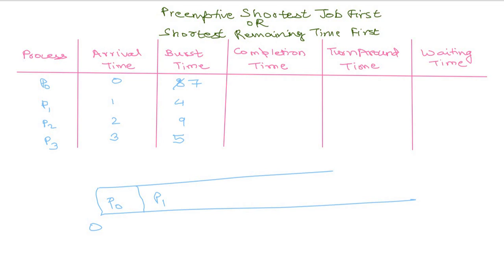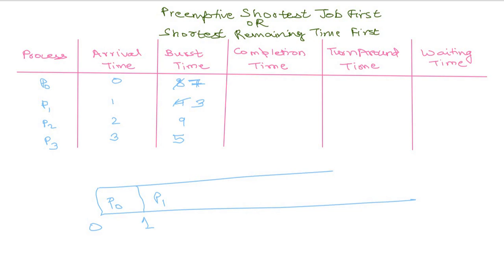Next, at time t equal to 2, we have 3 processes with us. The 7 remains the same, and since we executed 1 unit of time of P1, this becomes 3. Now we compare these: we have 7, 3 and 9. So the minimum is still 3, and we allocate 1 more unit of time to P1 only.